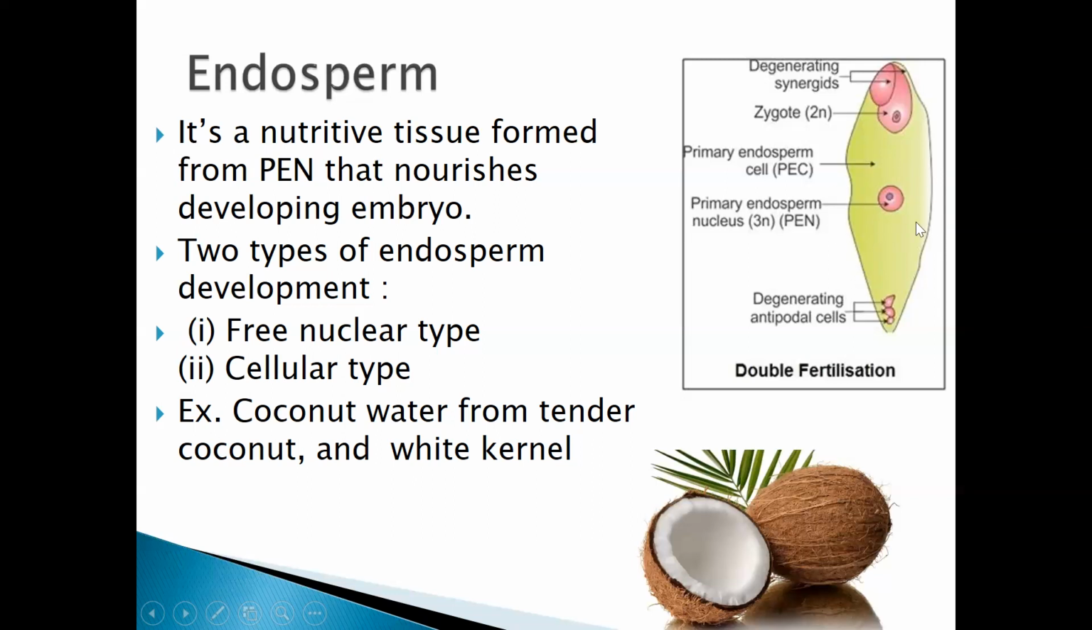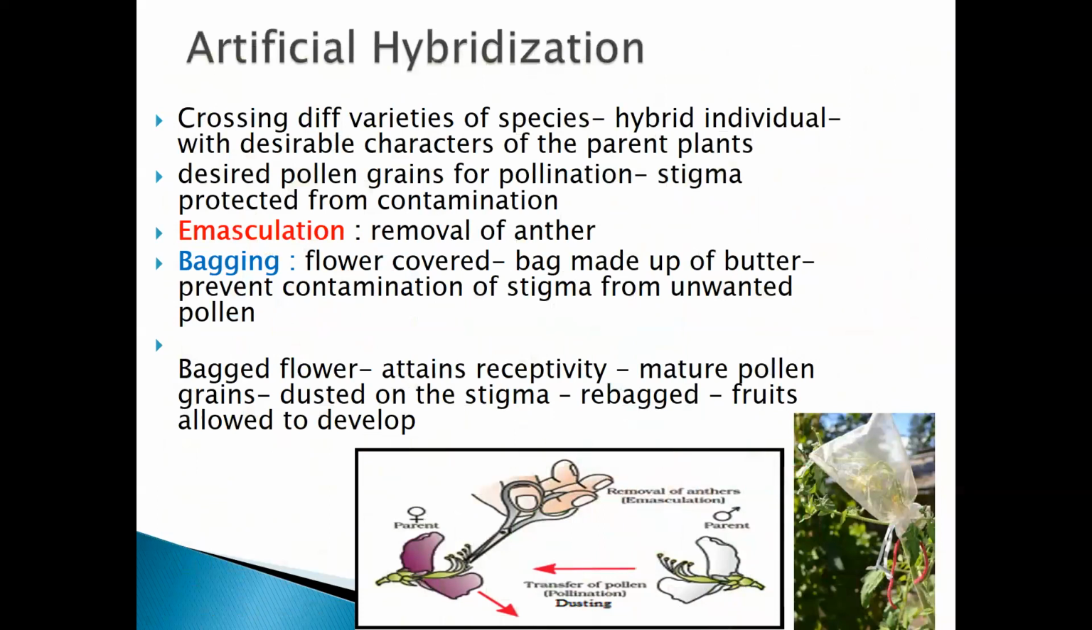That triploid primary endosperm nucleus forms into endosperm, which nourishes the developing embryo, and there are two types of endosperm development: the free nuclear type and the cellular type. So this is about the post-fertilization events.